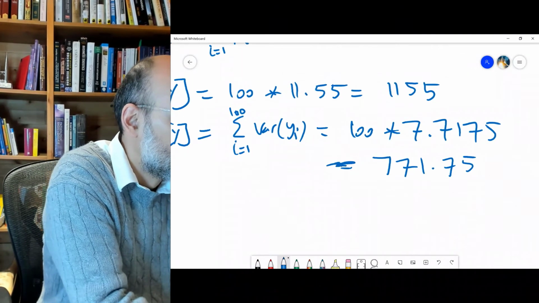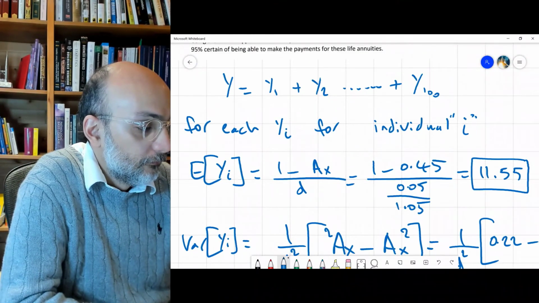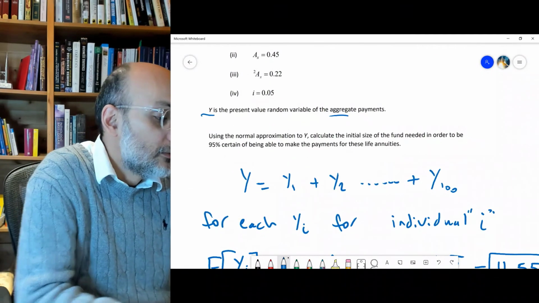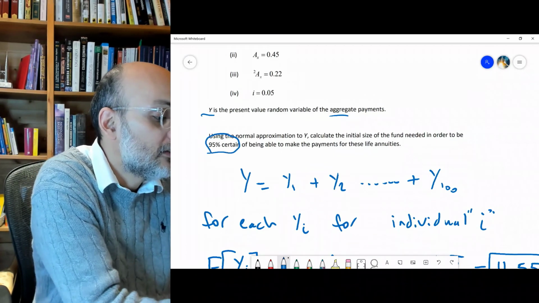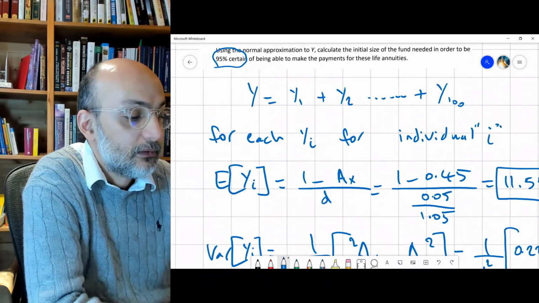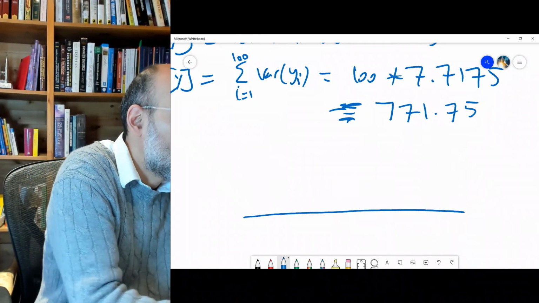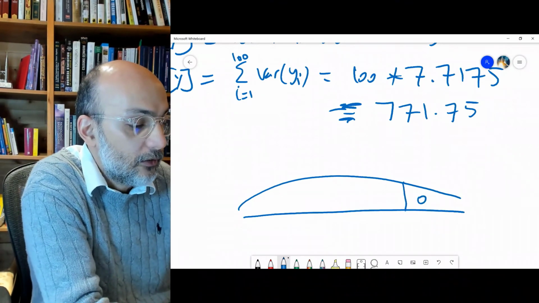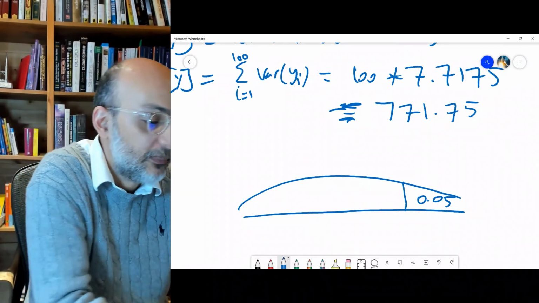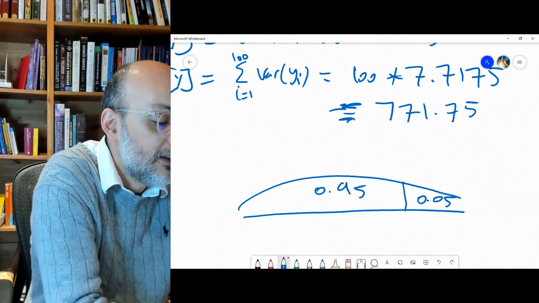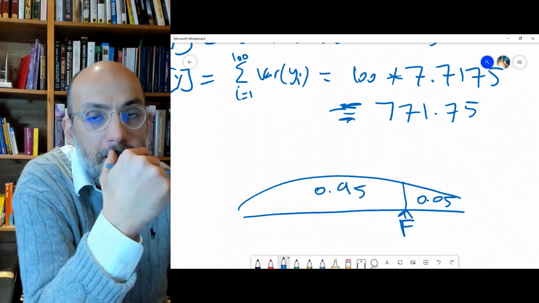the variance of the aggregate. But what is the question? The question is to find, using the normal distribution, the size needed to have 95% certainty you will be able to make the payment. So let's visualize it. Usually that's the easiest way. So for the whole fund, we need to look at only a 5% chance that you will not be able to have a sufficient fund, but 95% is that your fund is sufficient. So what is your fund here that you will be able to meet the obligation by 95%?